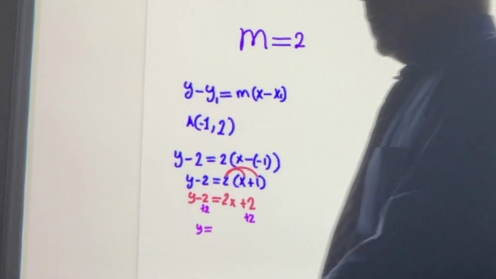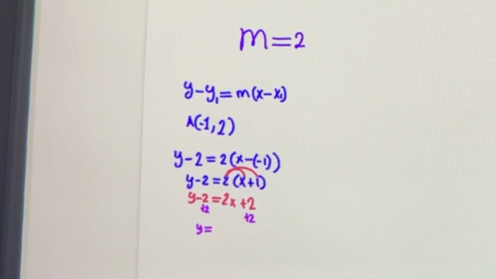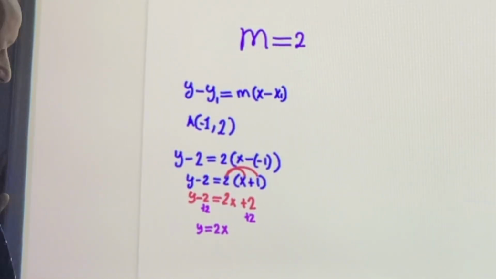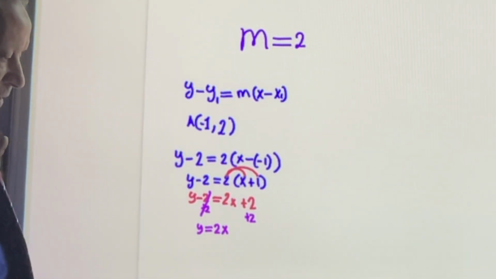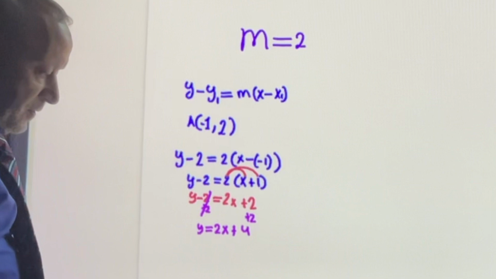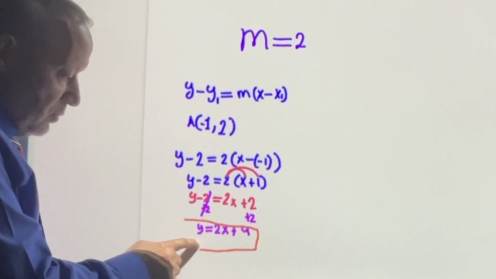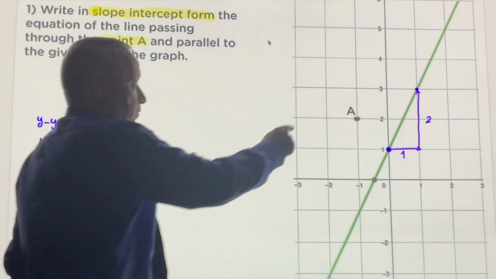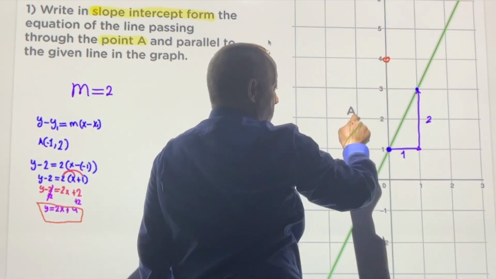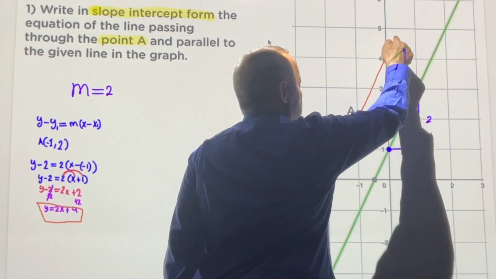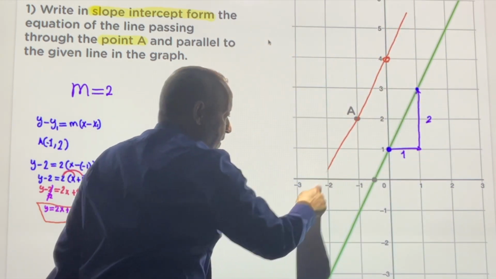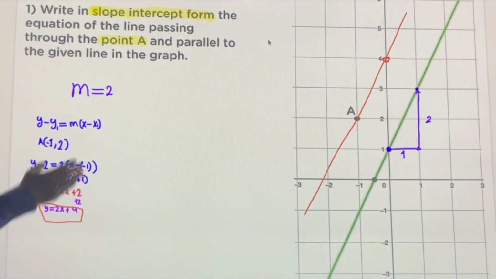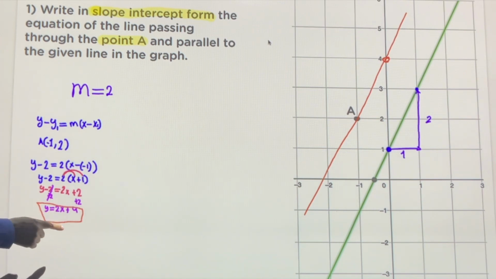Yes, so what do we get after we do plus 2? We get y equals 2x plus 4. And that's the slope-intercept form for the parallel line to that line. Actually, it goes through 4. So if I draw it, I get it like this. Can you see it's parallel? Yeah, this is the line that we have written the equation for right now.